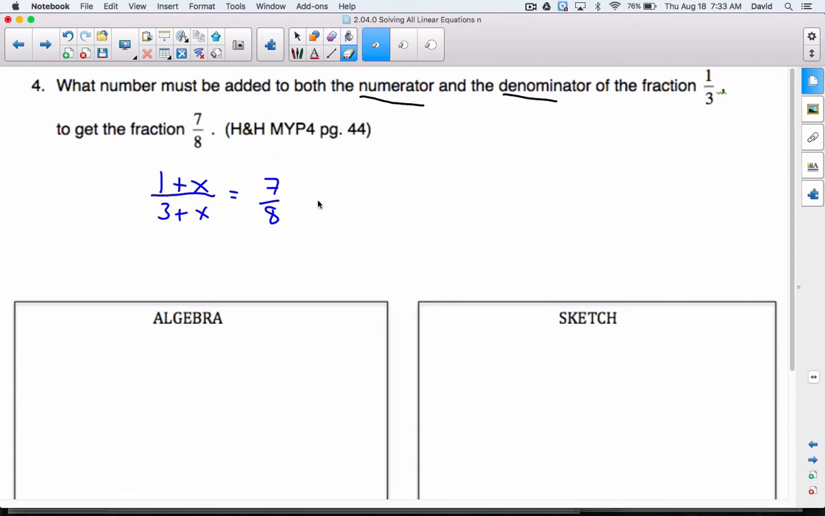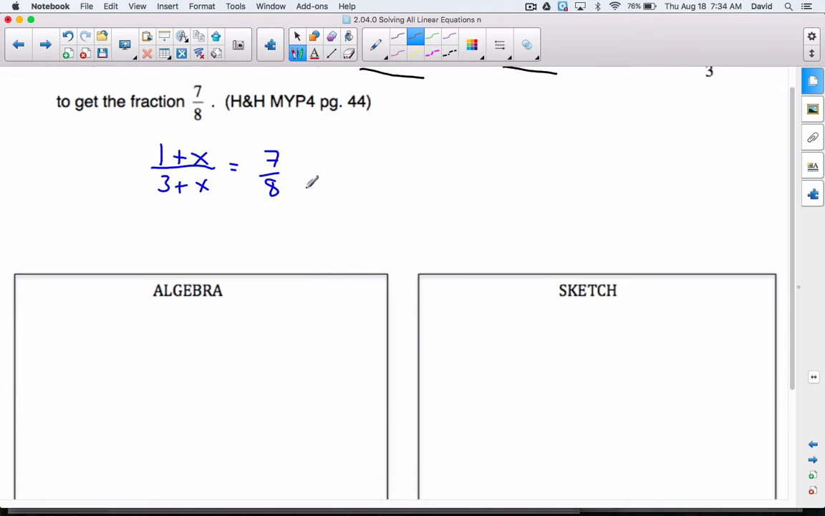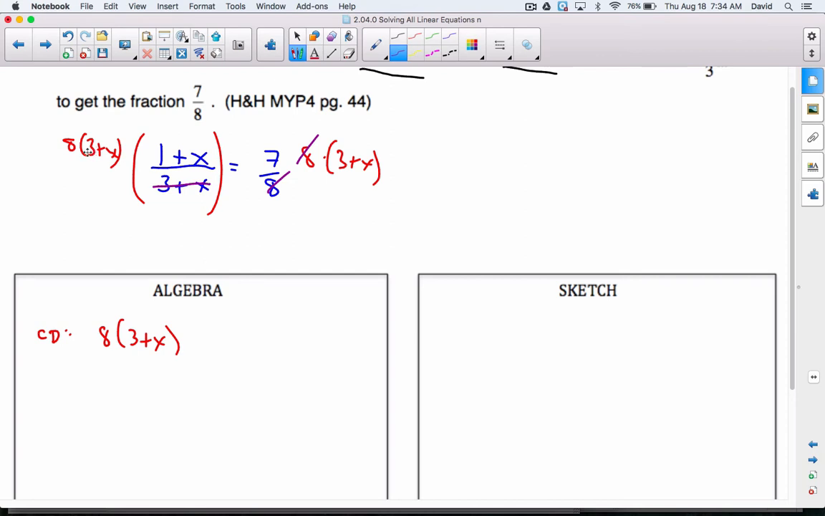So now that we have this equation, we can use the techniques that we've been working on to solve this scenario. The first thing I'm going to do is get my common denominator, which I know is 8 times 3 plus x. And I'm going to multiply both sides of the equation by 8 times 3 plus x. And when I do that, the 8's cancel here. The 3 plus x cancels here. And so I'm left with 8 times 1 plus x is equal to 7 times 3 plus x.